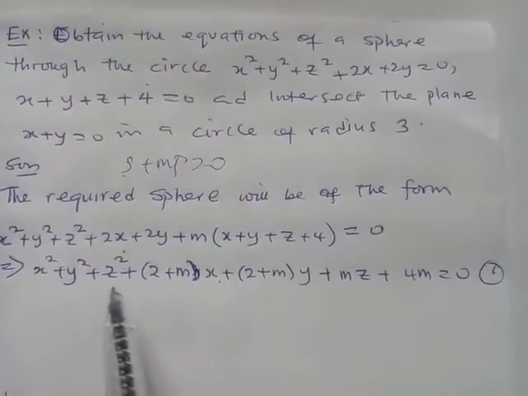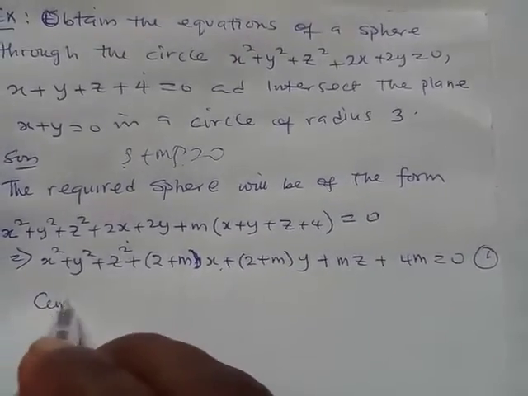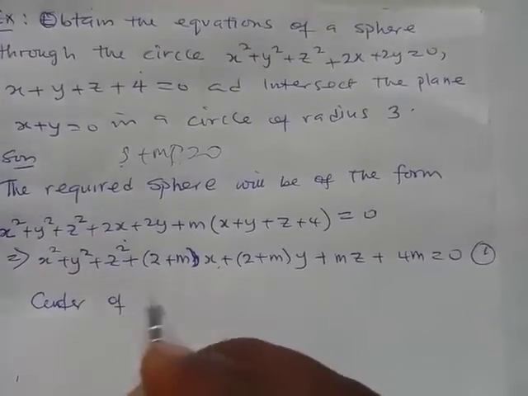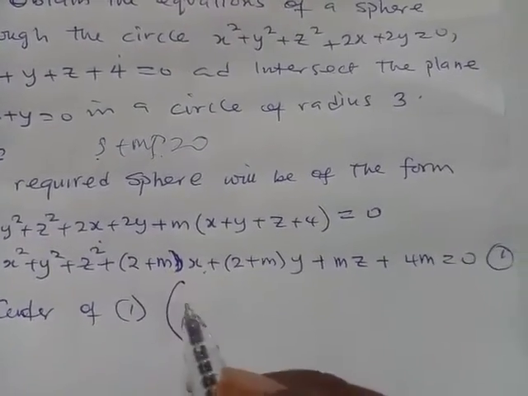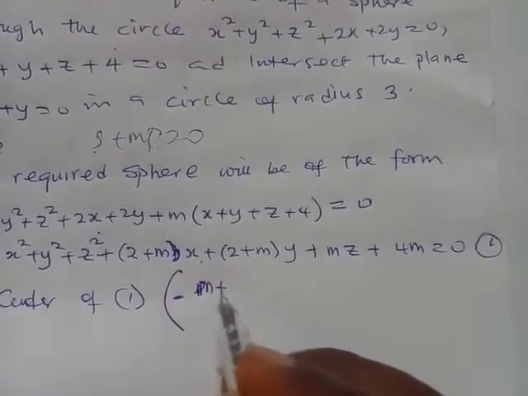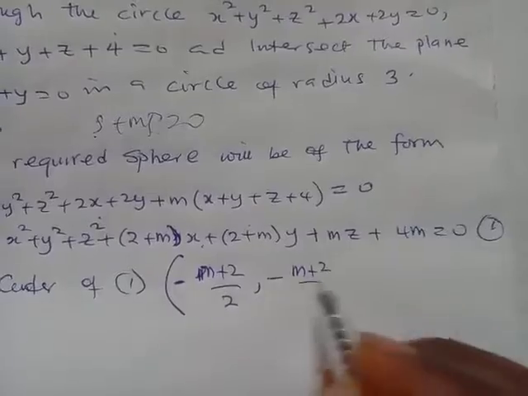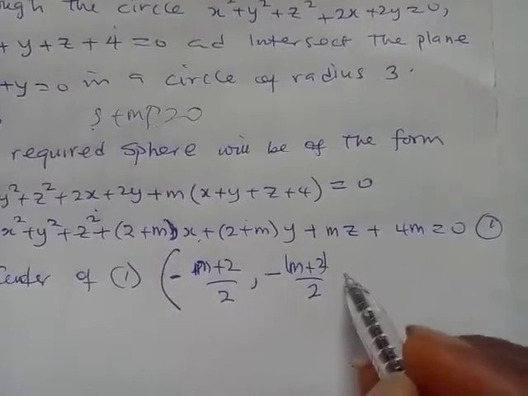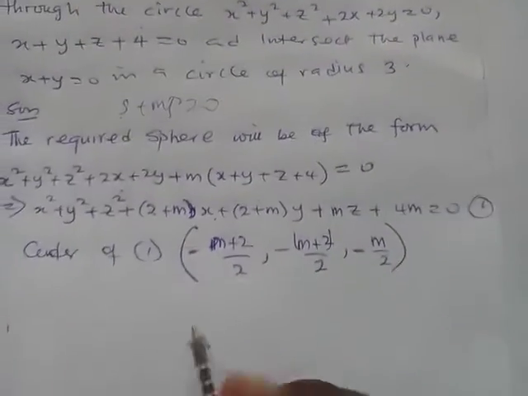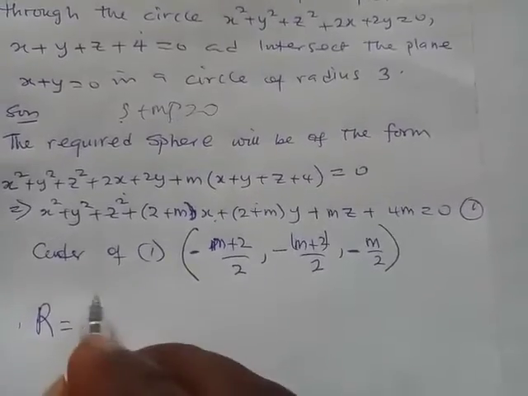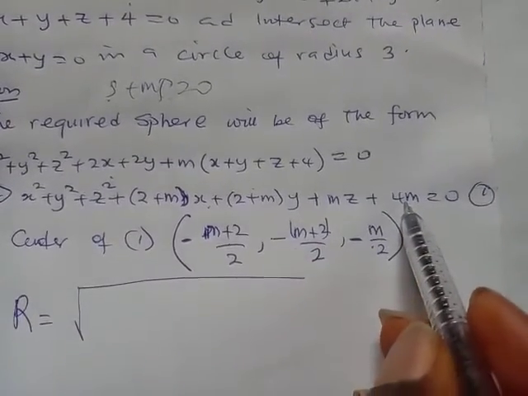Firstly, we need to find the radius and center of this circle. You know, the center is very easy to get. This sphere now, center of 1. You know, the center will be minus half of this, that is minus m plus 2 divided by 2, comma, the same thing, minus m plus 2 divided by 2, and then this one too, minus half of this. That will be the center. Now we find the radius. You know, radius will now be square of this plus square of this plus square of this minus this constant.